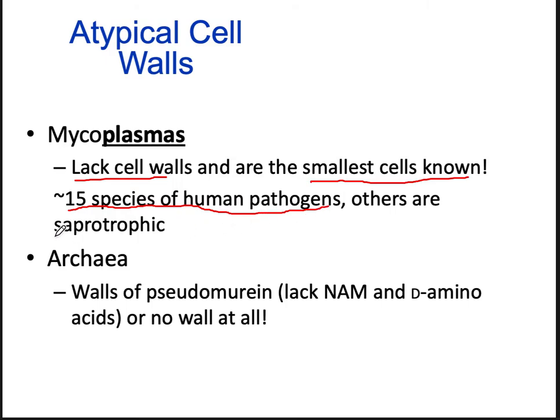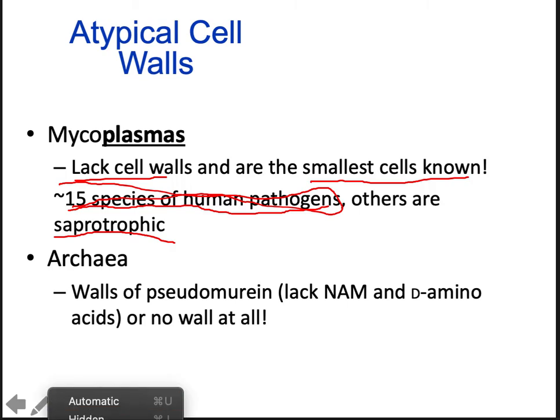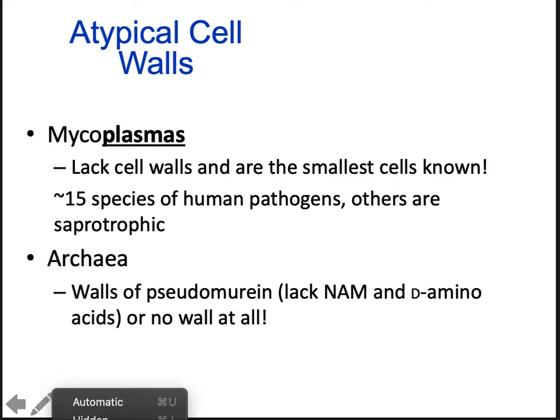We have other species that are saprotrophic, meaning they're decomposers. And that's about it. So it's all one genus called Mycoplasma, and then 30 or 50 species. And that's it. So not super common. But it turns out, 15 of those species can cause human disease. Okay. So still important to know. Okay, great.